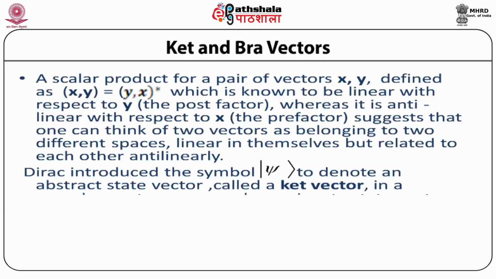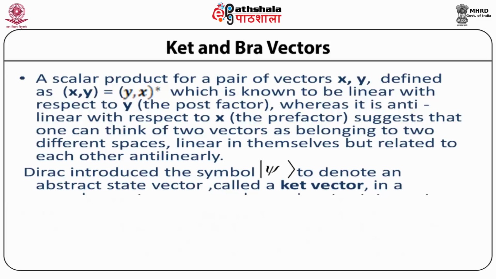So, if we look at this relation with respect to y, which is the post factor, and we say that with respect to y this relation is linear, then we can think of three vectors, x, y, and z, and two scalars, alpha and beta, such that the scalar product of x and alpha y plus beta z is equal to alpha times the scalar product of x and y plus beta times the scalar product of x and z.